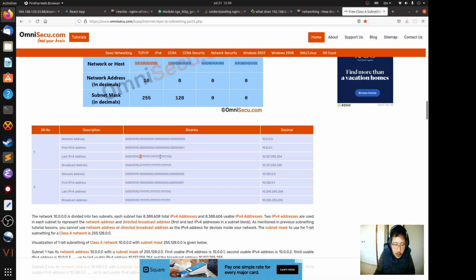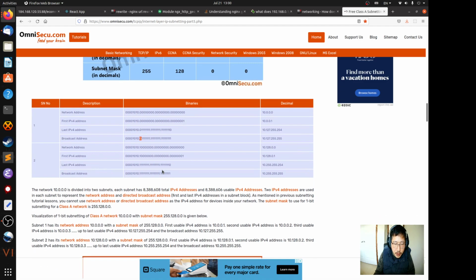The last IP is all ones except for the first digit, but of course we reserve this one, so this is not counted. The broadcast address is the very last IP possible. Again, we don't touch this bit because we borrowed it from the host to use as a marker for each subnet, as I said. So the rest of the host portion are all ones. That's the broadcast address. And this is the first subnet.